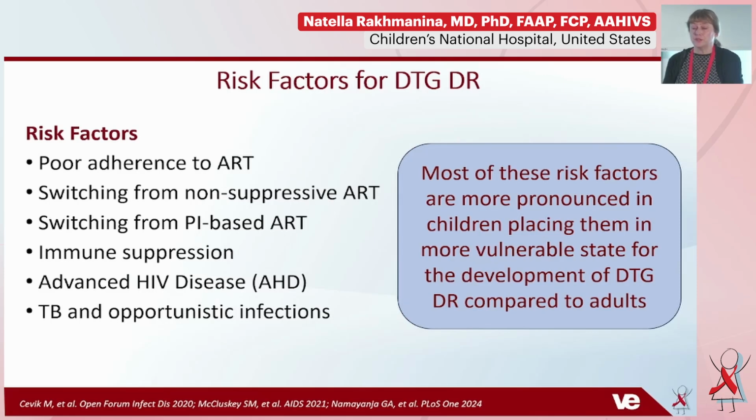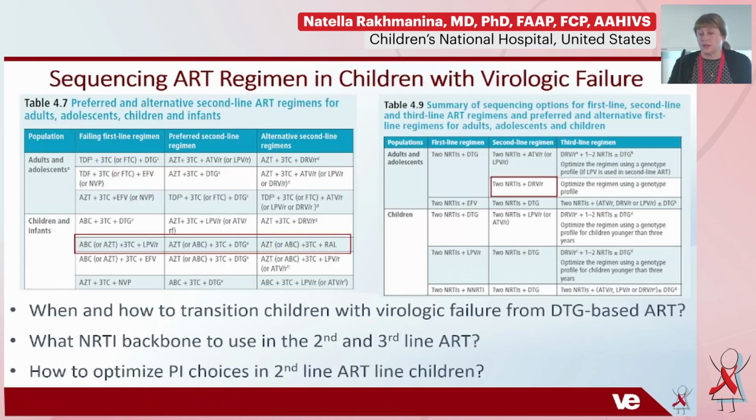Risk factors for DTG drug resistance have been well identified. Those include poor adherence to ART, switching from non-suppressive ART, switching from PI-based ART, immune suppression, advanced HIV disease, TB, and opportunistic infections. And all of these risk factors, actually not most, but all, are more pronounced in children, placing them at higher risk for DTG-DR development compared to adults.